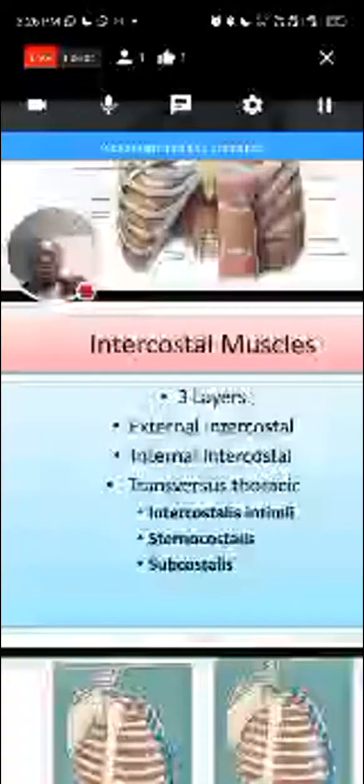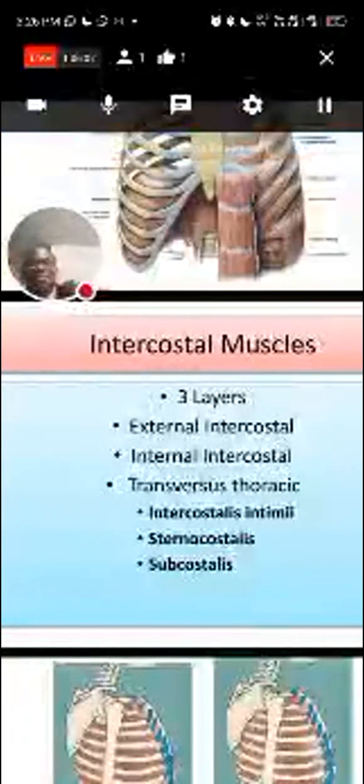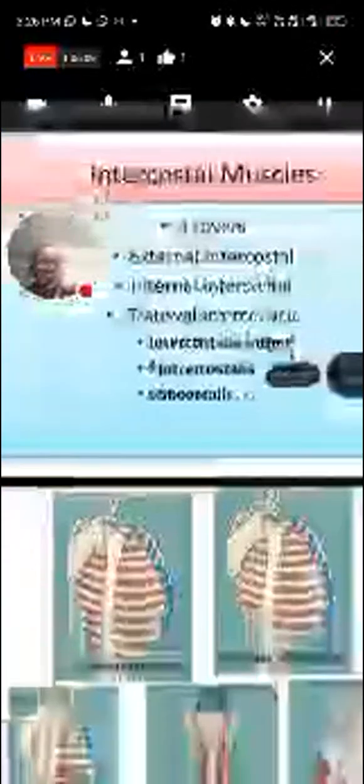Yes. So we move on. So we have the thoracic inlet. You're going to find it somewhere.